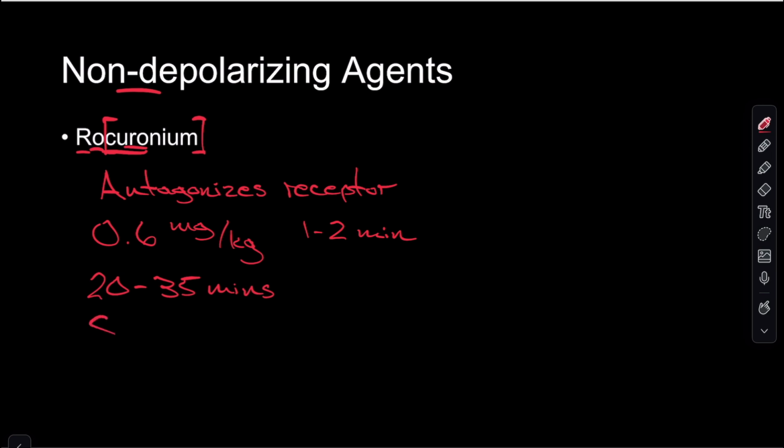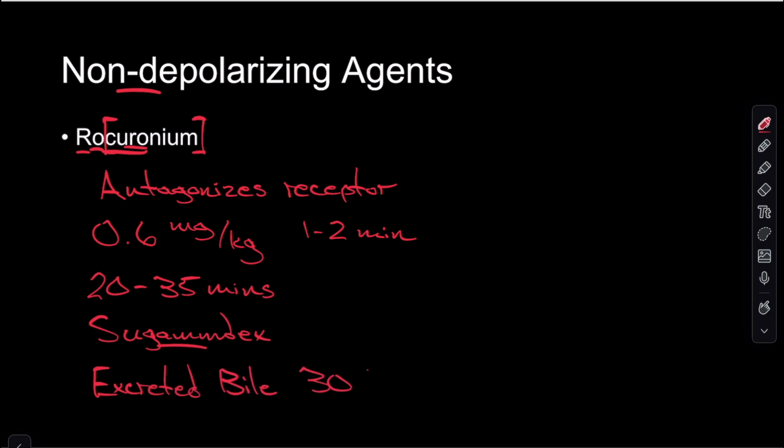Rocuronium can be reversed with sugammadex. So once you get to the end of a surgery, if your patient is still paralyzed, maybe you do train of 4 monitoring, and if they're still paralyzed, then you could give sugammadex to reverse that. And then rocuronium is excreted mostly via the bile, but about 30% can be excreted renally. So if a patient has chronic kidney disease where they're not producing any urine, then they could have prolonged paralysis.